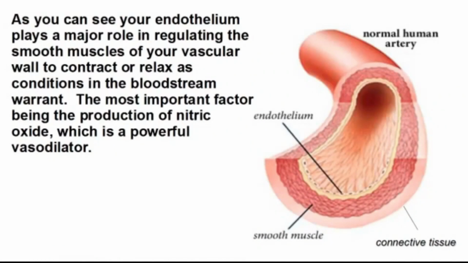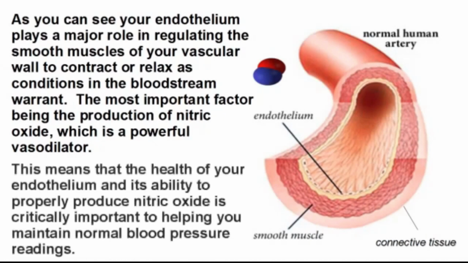As you can see, your endothelium plays a major role in regulating the smooth muscle of your vascular wall to contract or relax as conditions in the bloodstream warrant. The most powerful factor being the production of nitric oxide, which is a powerful vasodilator. This means that the health of your endothelium and its ability to properly produce nitric oxide is critically important in helping you maintain normal blood pressure readings.